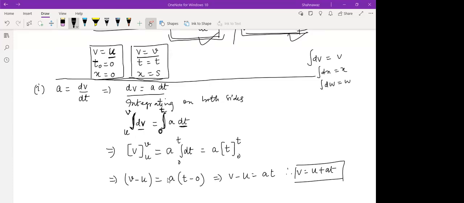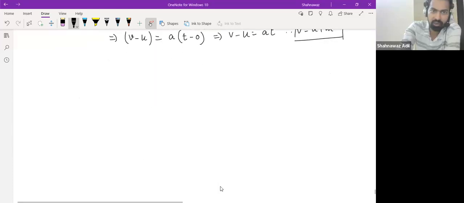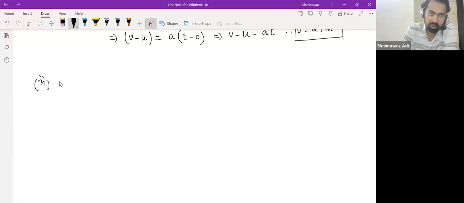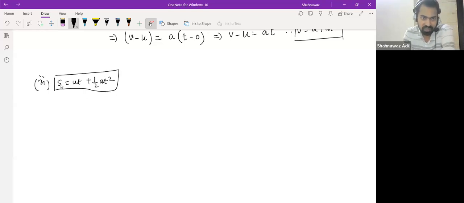Yes, sir. Okay, again, so now we have to prove that the second equation is S equals ut plus half at square. This we want to prove, right? So just see that we have distance, right? So in which differentiation do we get the distance? So we have this differentiation: a is dv by dt, and v is dx by dt.